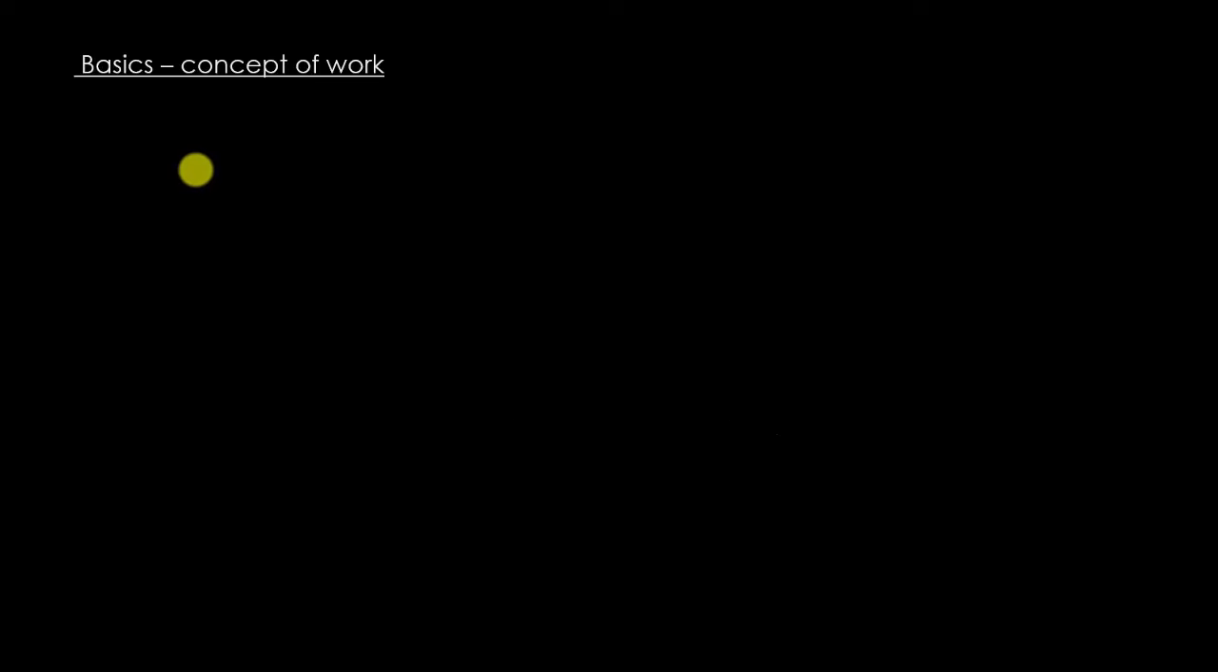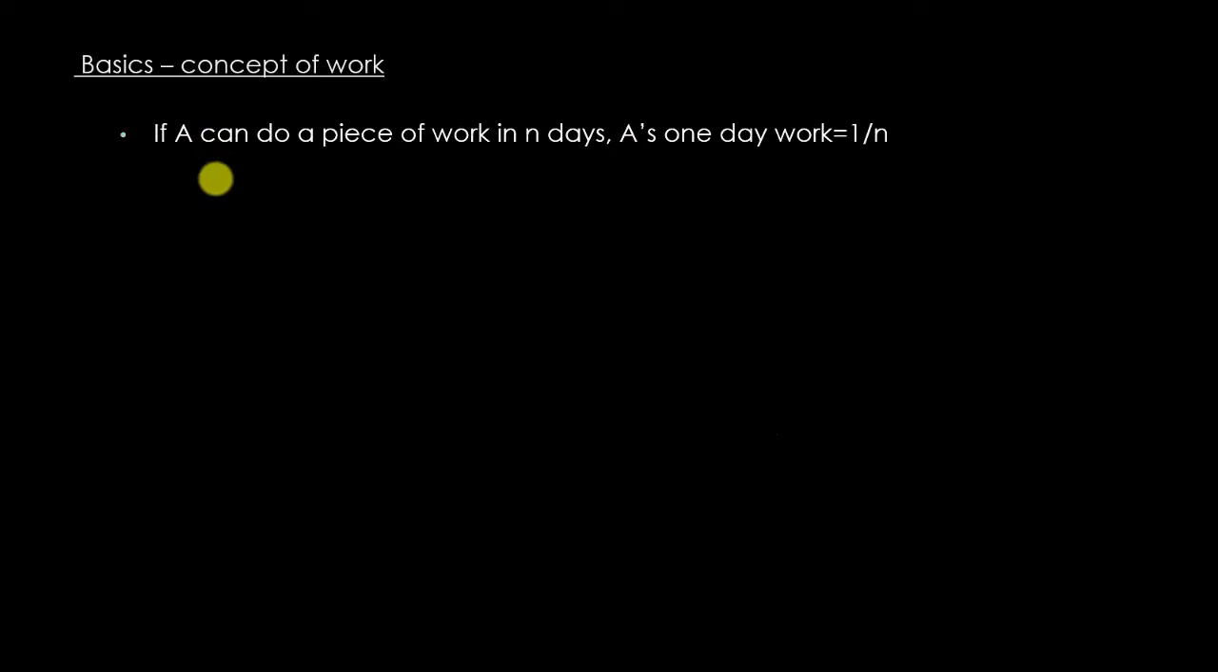So let us start. The first thing that you'll need to understand is if A can do a piece of work in n days, A's 1 day work is 1 by n. Straightforward, right? Suppose building a wall is our one work. We call any work or one complete work as one work, and half of that work would be 1 by 2, one fourth of the work would be 1 by 4, like that.